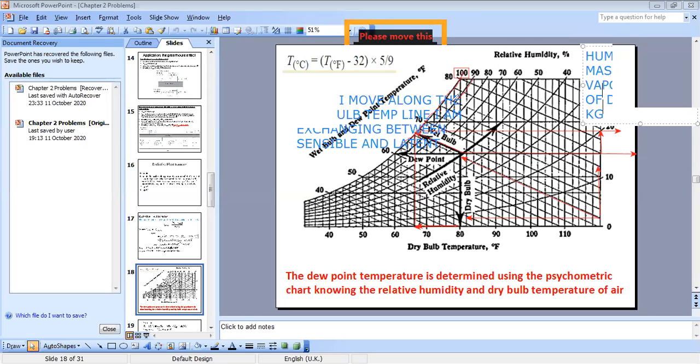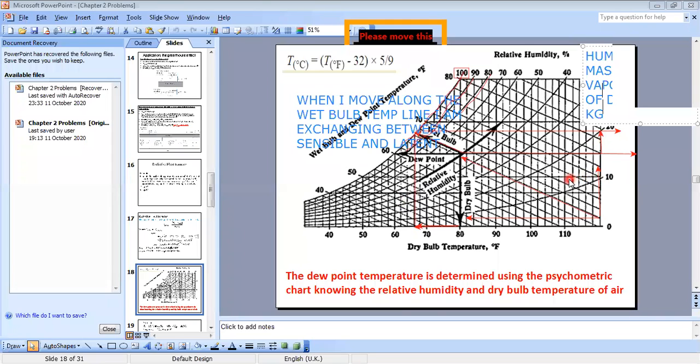If you look at these curves, this curve is for constant relative humidity. As you can see, for example, here it's 60%. If I move along this curve, I am moving along constant relative humidity. If I'm moving here, I am moving along a relative humidity of 40%.